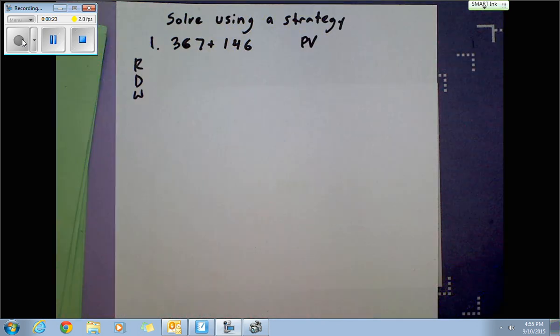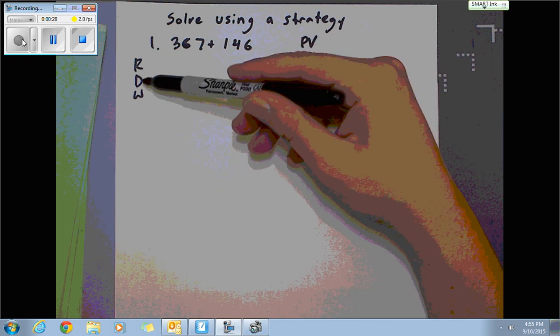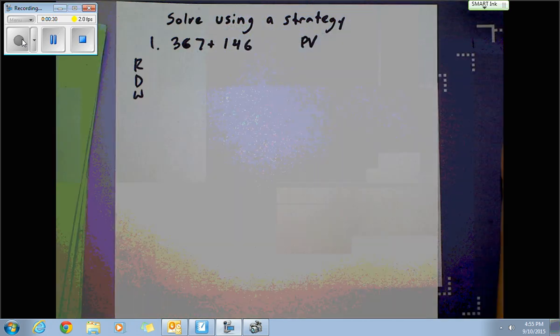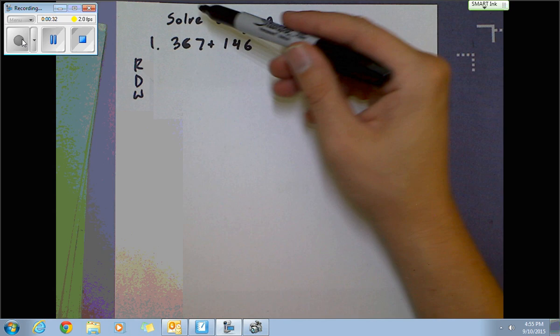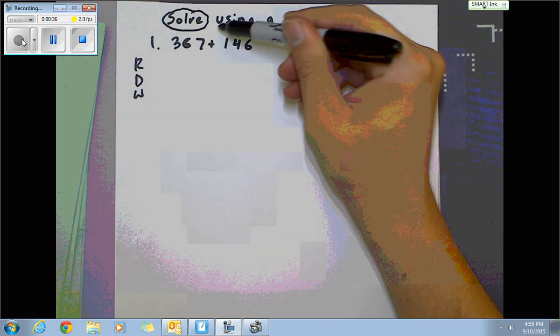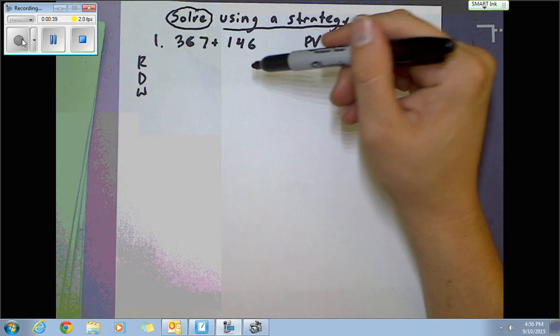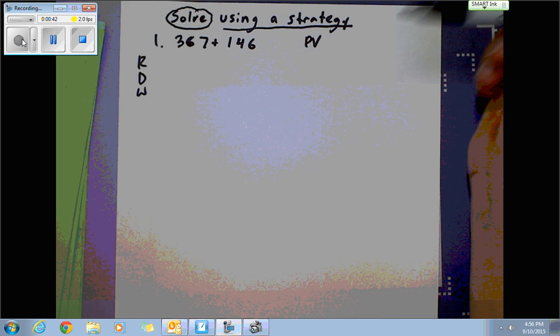So as with any math problem, we start by doing our RDW process. We're going to read it, draw, model it, and then write out our answer. So let's read it first. Directions say solve, so that's our verb. That's what we're doing. And we're going to solve using a strategy. So your objective here is to solve this problem using some kind of mathematical model or strategy.